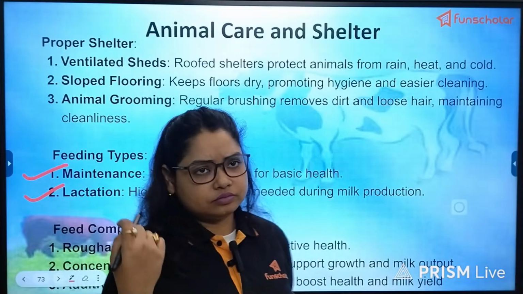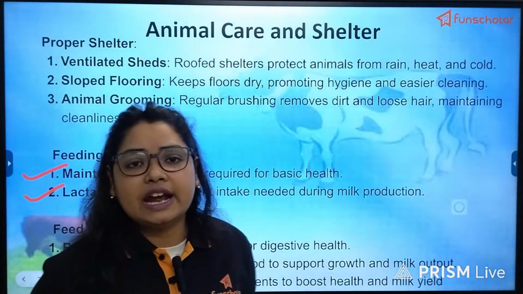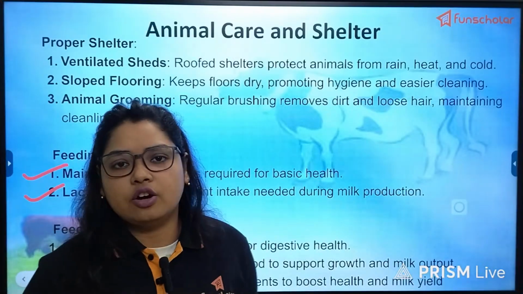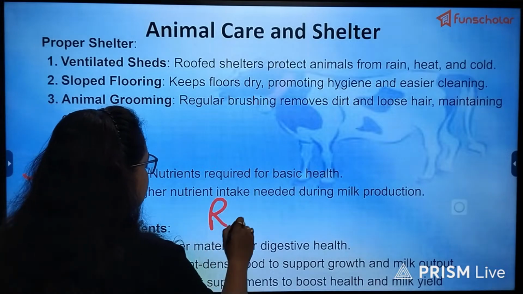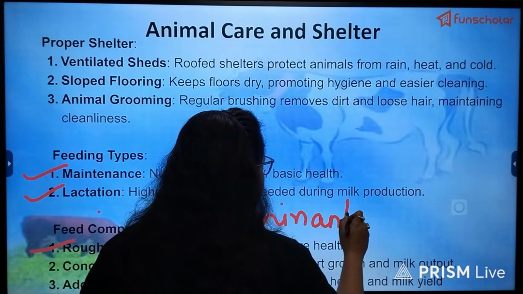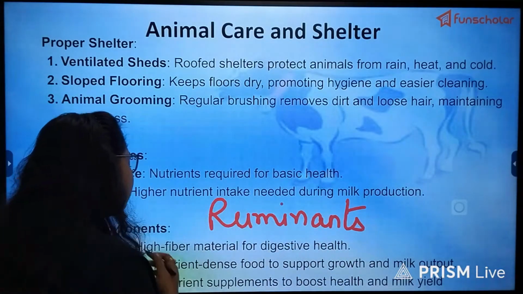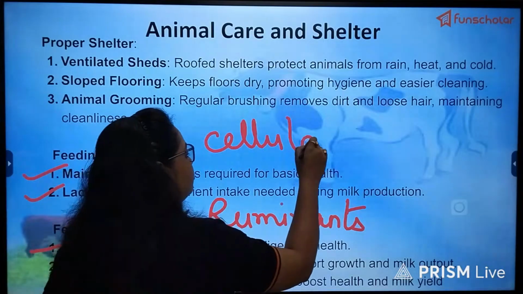So therefore the supply of proper nutrients to the lactating mothers, or the lactating cattle category, can ensure the supply of good quality milk. And the feed components include basically roughage, which is rich in high fiber. We know the cattle are called ruminants. So they are herbivore animals. They can easily digest cellulose present in the roughage, because they have the enzyme cellulase, and obtain nutrients out of it.